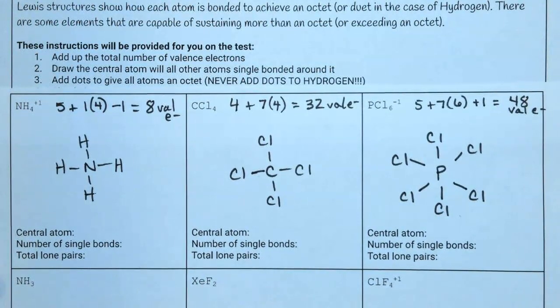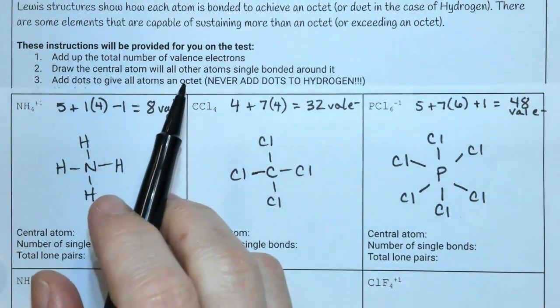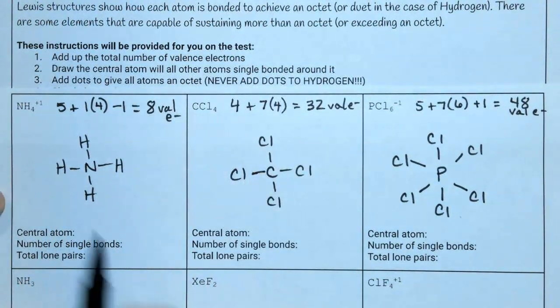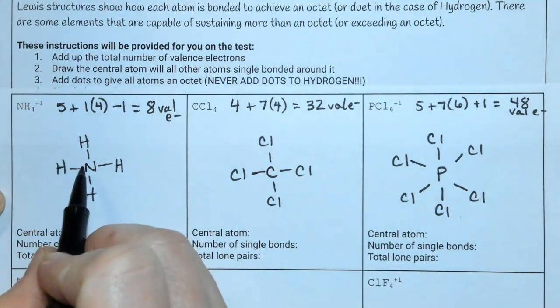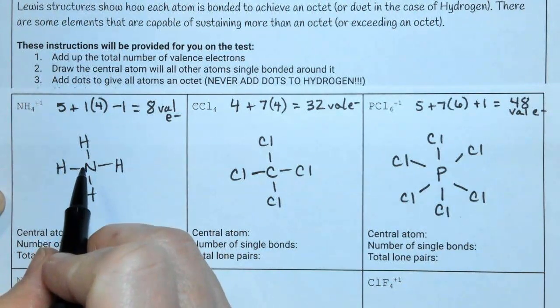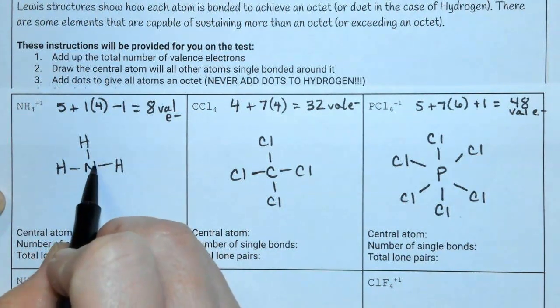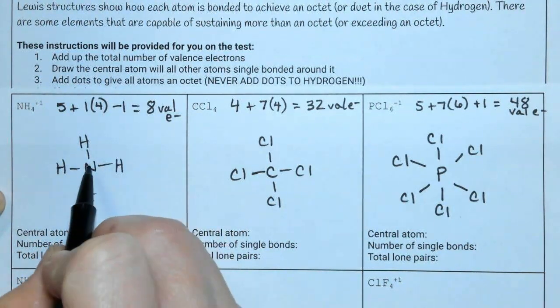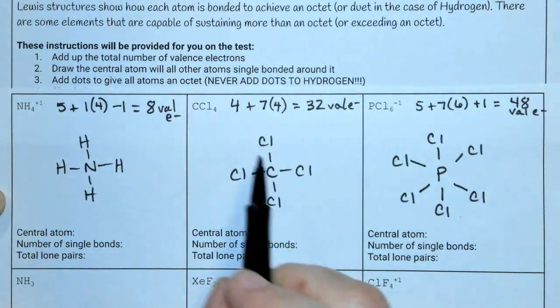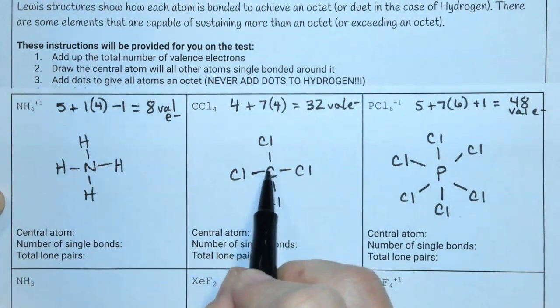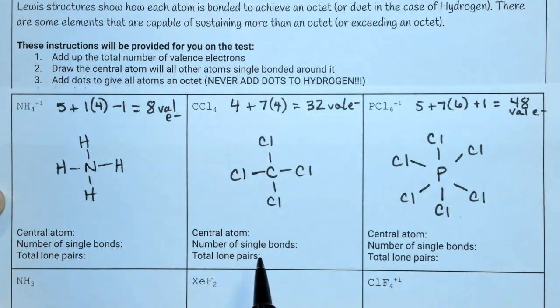Step 3, it says add dots to give all atoms an octet, never add dots to hydrogen. So I will not add dots to hydrogen. Nitrogen, if it has an octet or 8 around it, we do not need dots. Each of these bonds equals 2 electrons, so that goes 2, 4, 6, 8. This has an octet, it's good. This carbon has 2, 4, 6, 8. That has an octet, it's good.